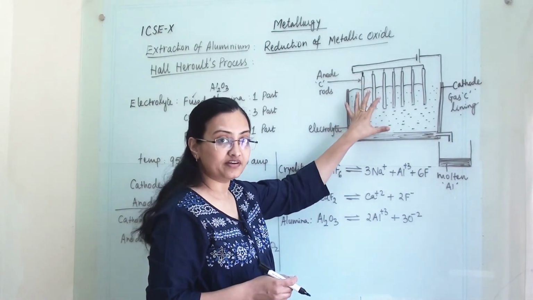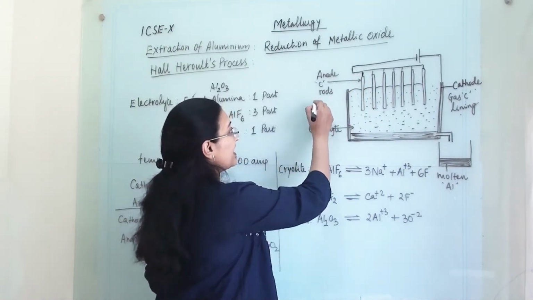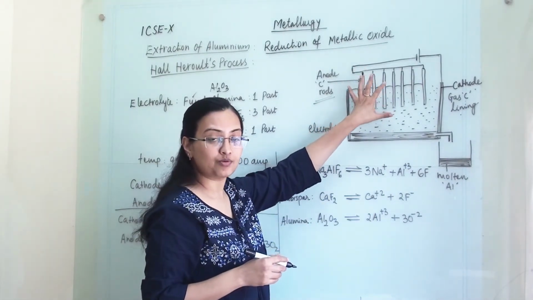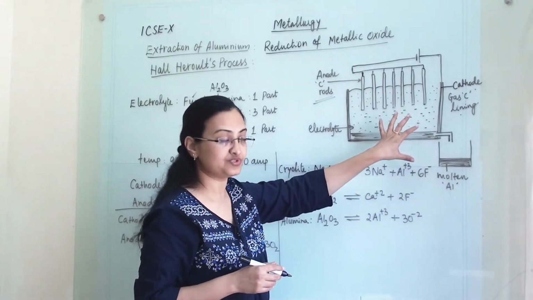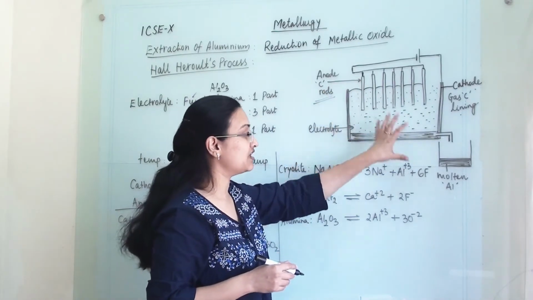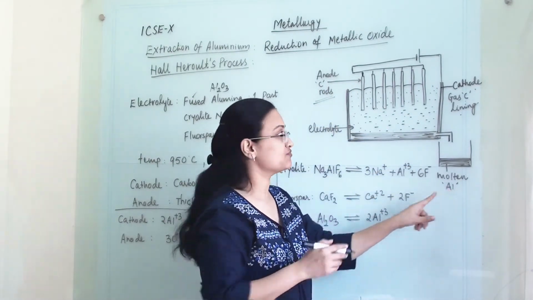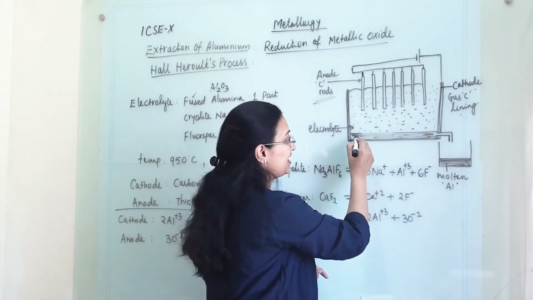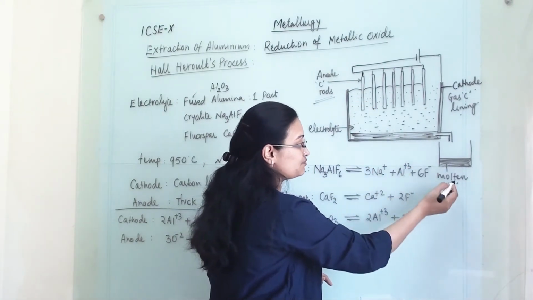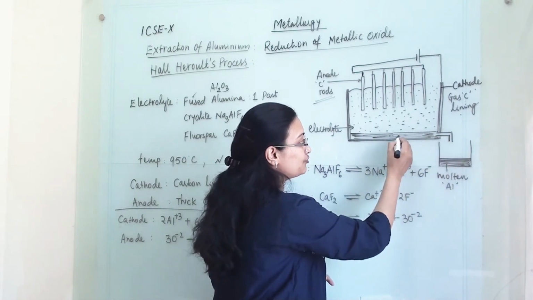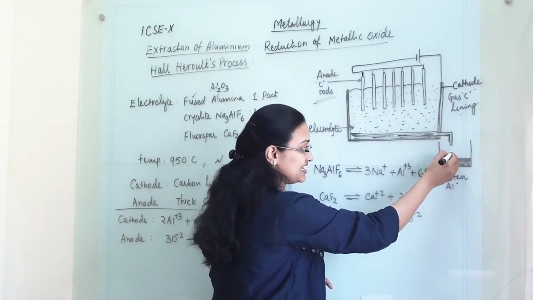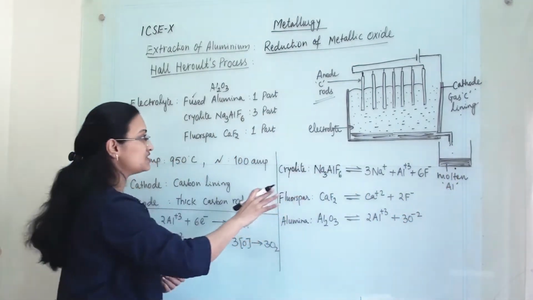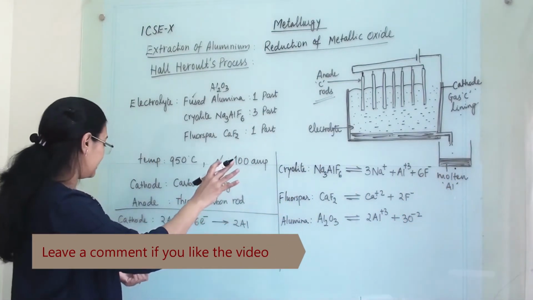So what will happen in this electrolytic process? We are doing a reduction, and we have taken anode rods, carbon rods. So with the help of this carbon, we are doing this reduction process. So Al2O3 will convert into molten aluminum. With the help of this carbon rod, this reduction will happen, and this is molten aluminum. This pure aluminum will come out from the bottom of the electrolytic cell, and that we are collecting over here. So this is the process of electrolytic reduction.